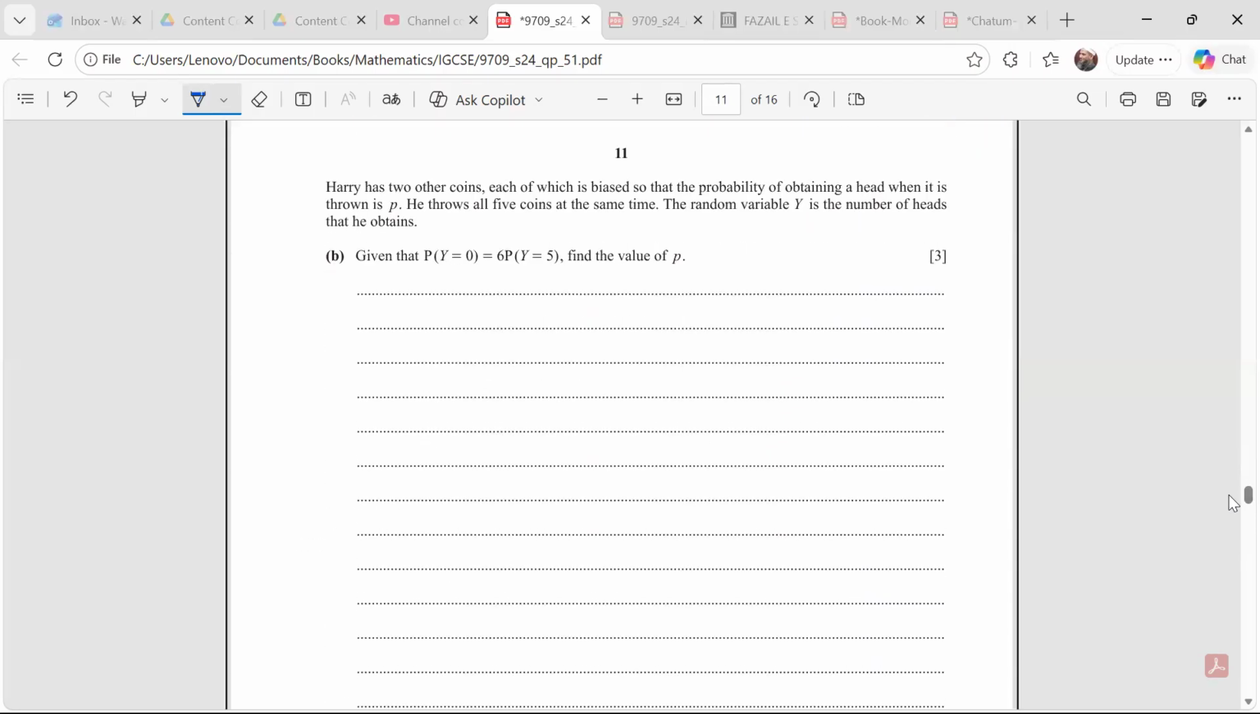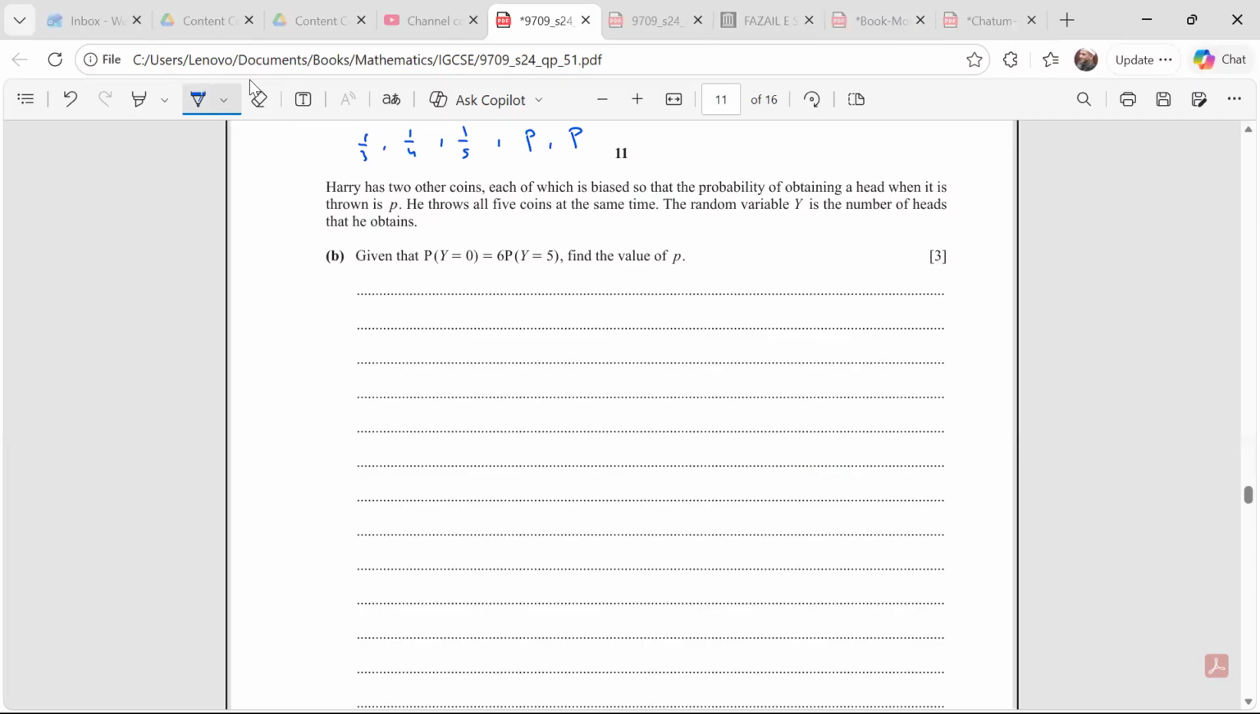Okay, so this hairy guy, he has 3 coins with probability of head 1 by 3, 1 by 4, and 1 by 5. And he has 2 more coins with the probability of head being p and p. Okay, and he throws all 5 coins at the same time and sees how many heads there are. The random variable y is the number of heads.